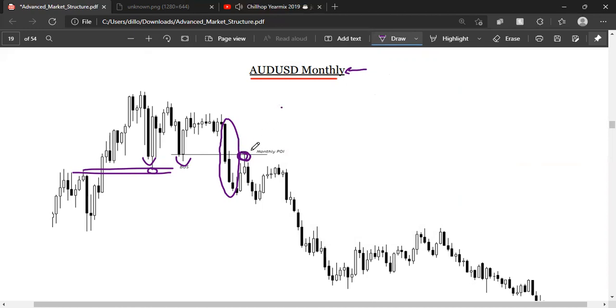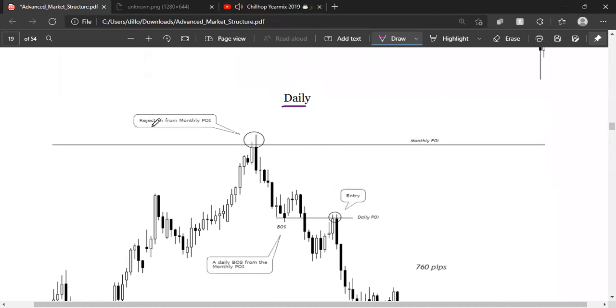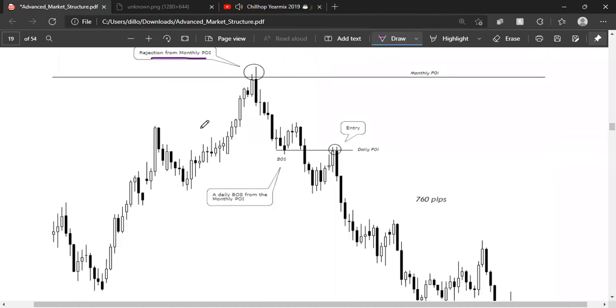So what do we do? We don't just enter here on the monthly. We have to go down to lower time frames. We have to drop down to a lower time frame. So from this monthly point of interest, we drop down to the daily. And now here's this initial rejection right here. You see this line? This is that monthly point of interest right here. And we see a huge rejection from that area.